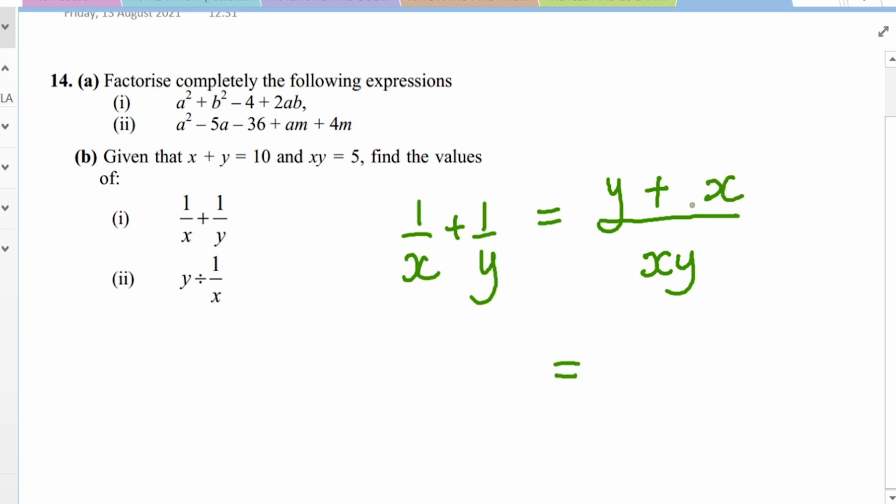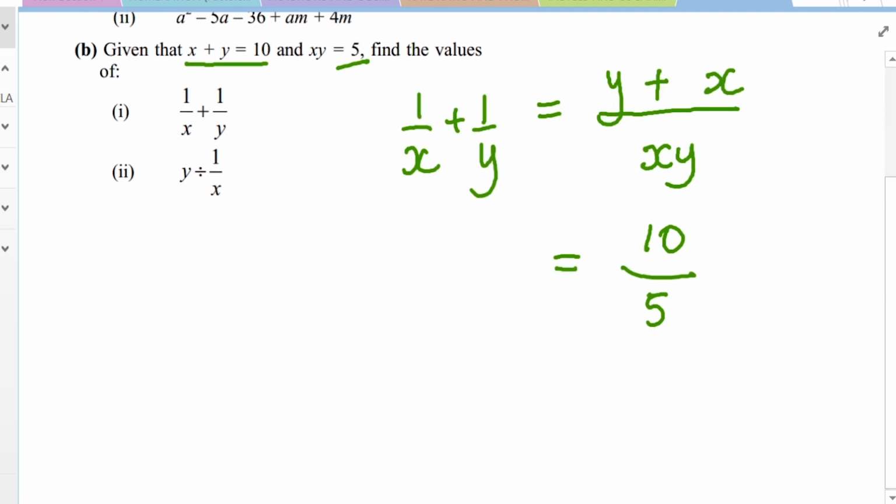So here we know that y plus x, according to our expression, x plus y is 10. So up there is 10, divided by the bottom, xy is 5, that is it. So what do we have here as our answer? By 5 once, by 5 twice, so our answer is 2.